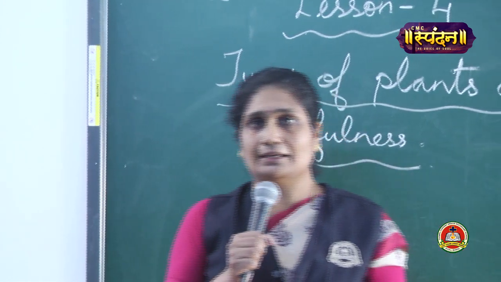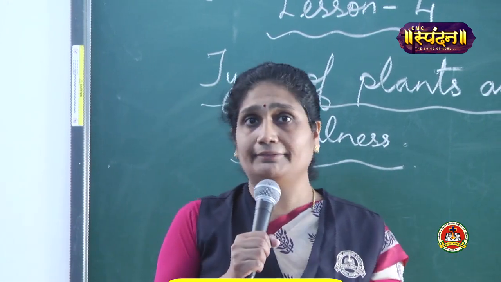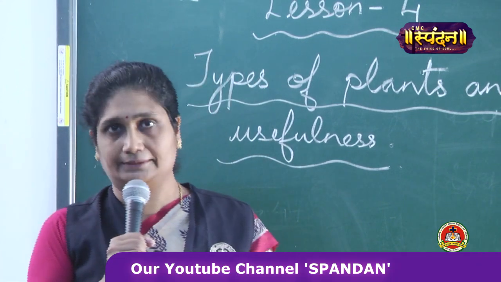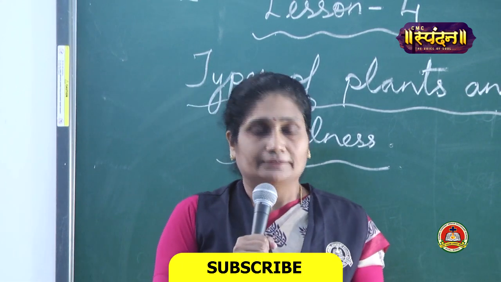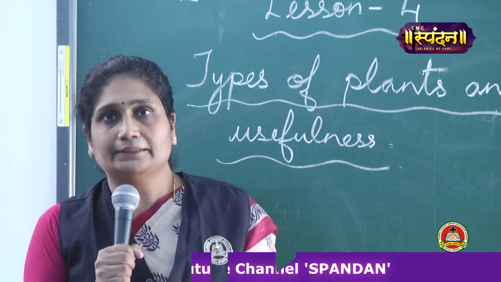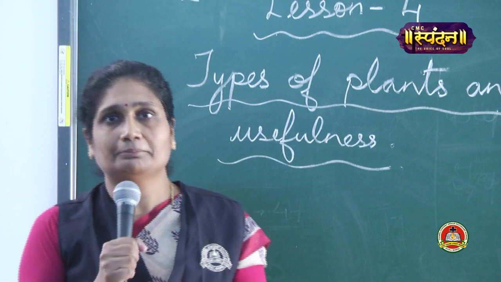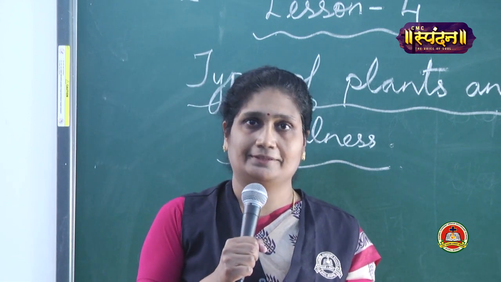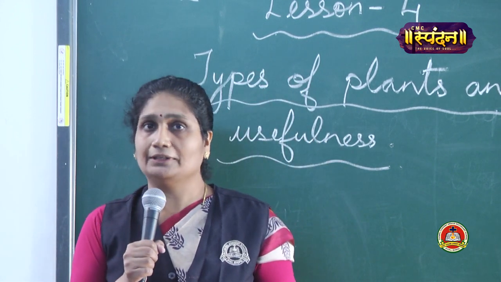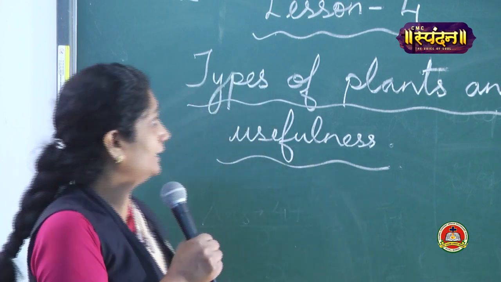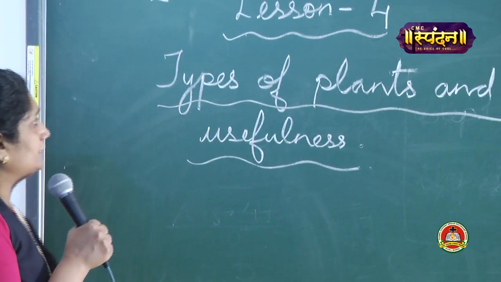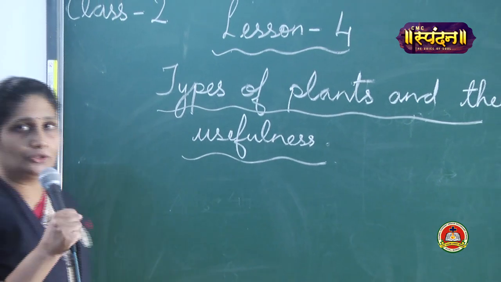Now in your last class, your teacher has taught you living and non-living things. Isn't it, children? Now the living things are divided into two parts. What are they, children? Plants and animals. So today we are going to learn about plants and their usefulness. Types of plants and their usefulness.